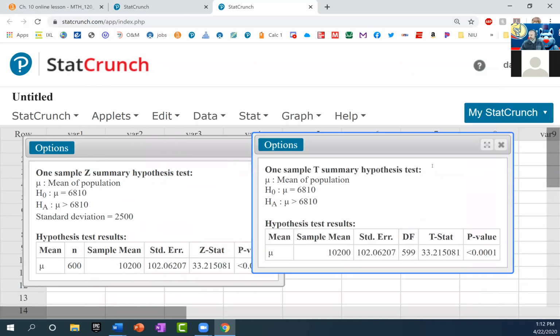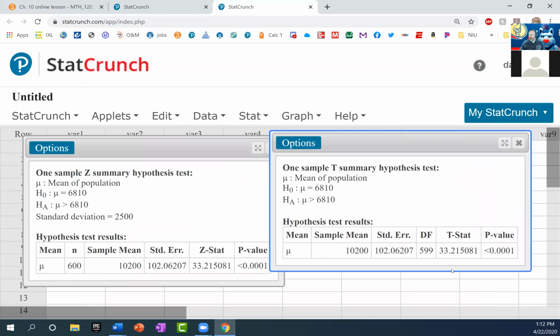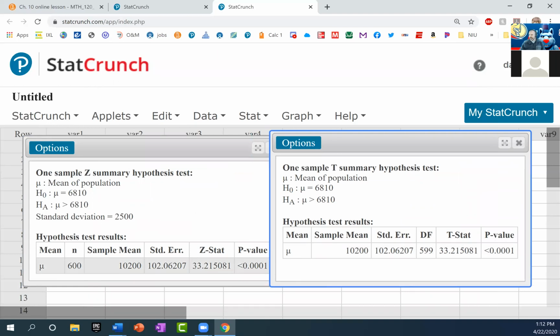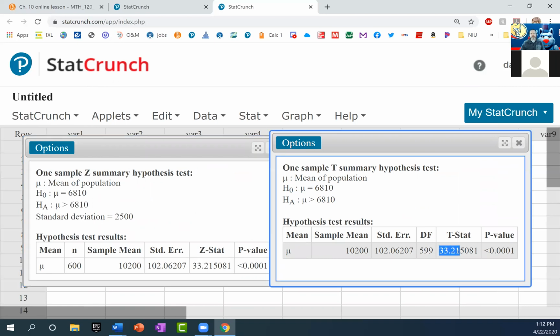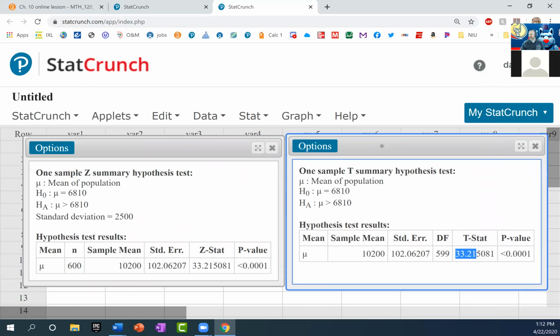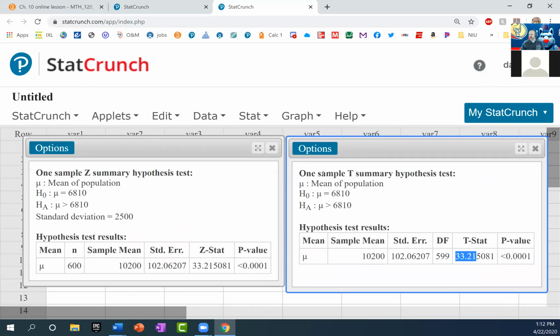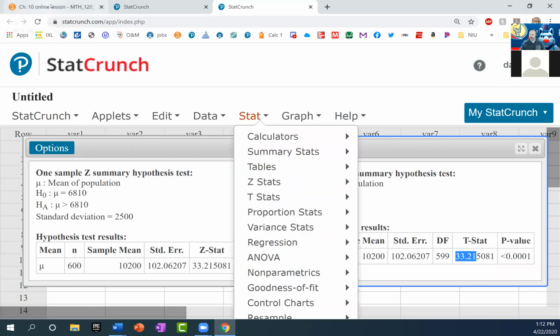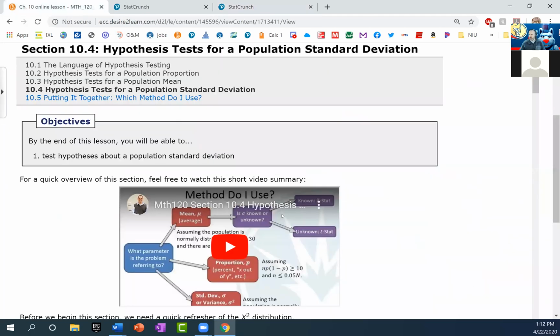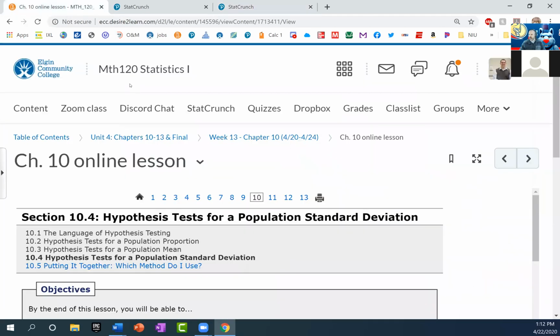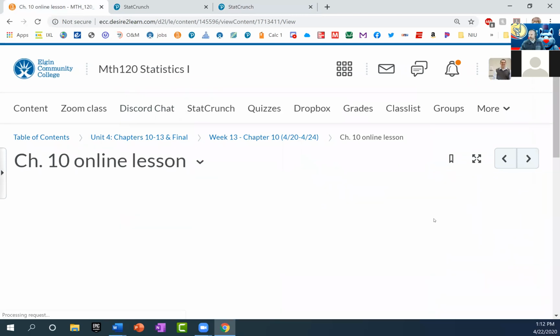And then we compute. And you'll notice here, check this out. Z-stat, 33.2, T-stat, 33.2. You're like, what? How are those the same? There's something happening here in the background that we haven't talked a lot about, and that you wouldn't really totally understand why, and that's okay. If we go back to when the T distribution was first introduced, which would have been in chapter 9.